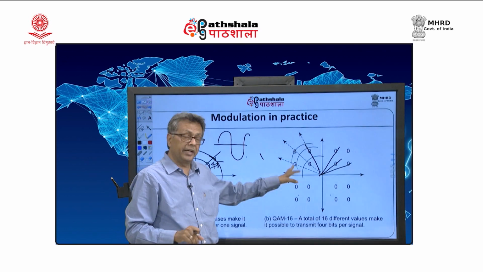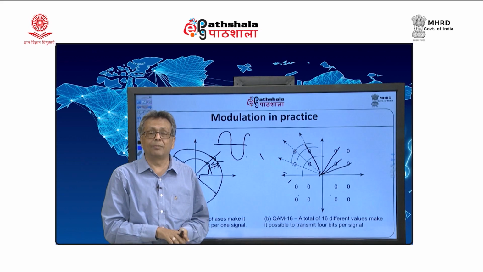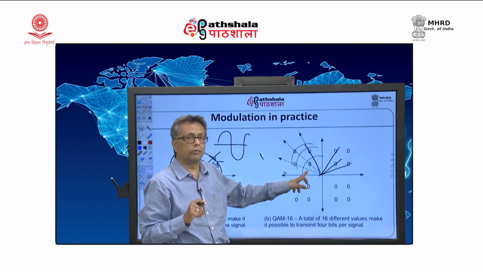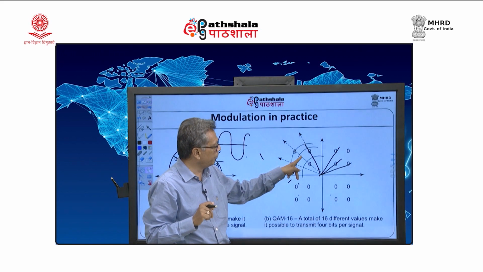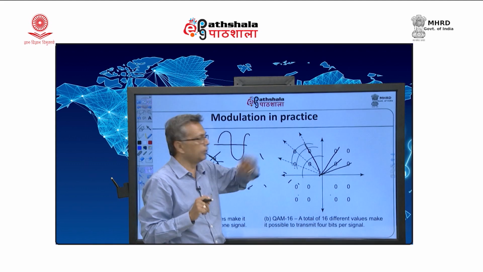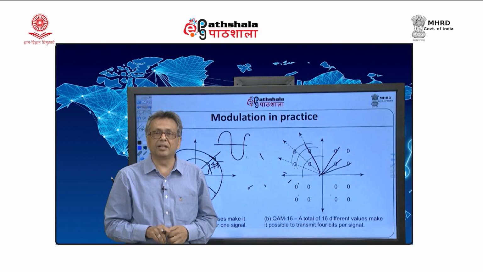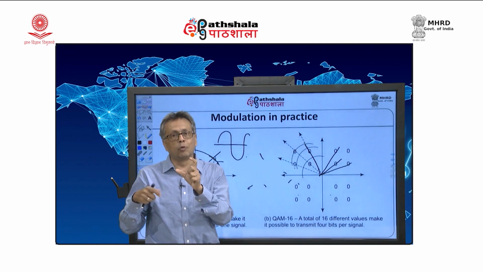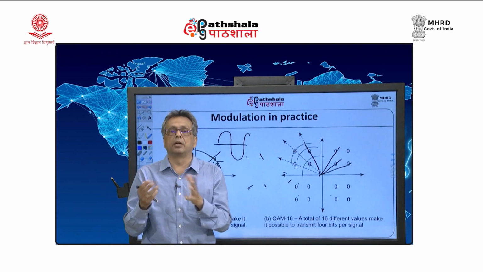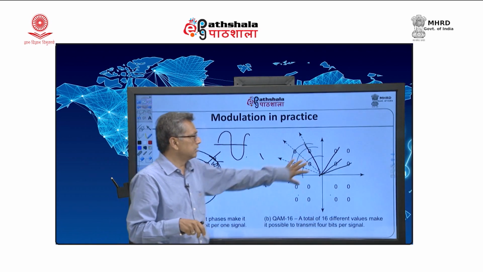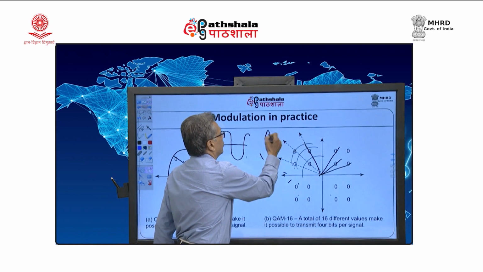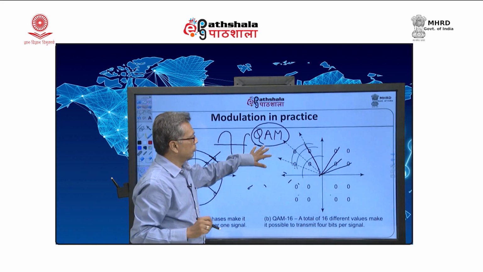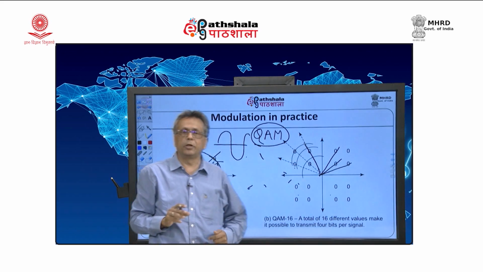Okay. 12 into 3 actually gives me a lot of values, but I am not using all amplitudes. See, I am not using the higher and lower amplitude in this case. I am not using the middle amplitude here. I am not again using 2 amplitudes here. I am avoiding them because, remember, I have told you, if you keep amplitudes nearby, a small increase in noise will create a problem. Okay. But anyway, this is called QAM, quadrature amplitude modulation, which includes both phase as well as amplitude modulation.